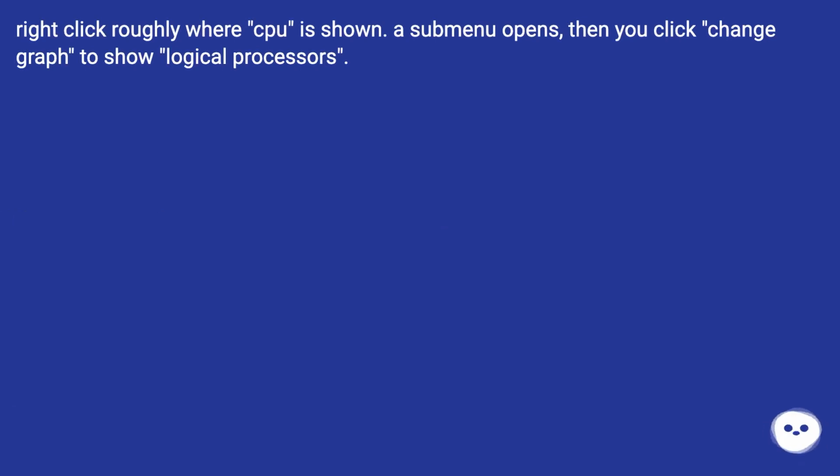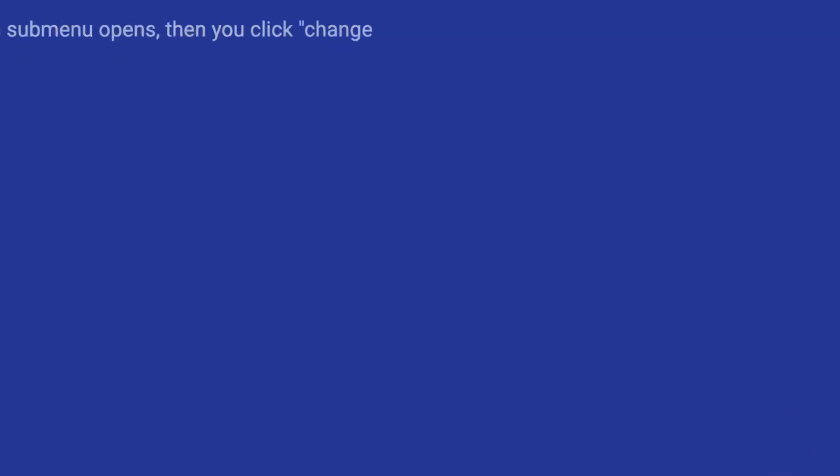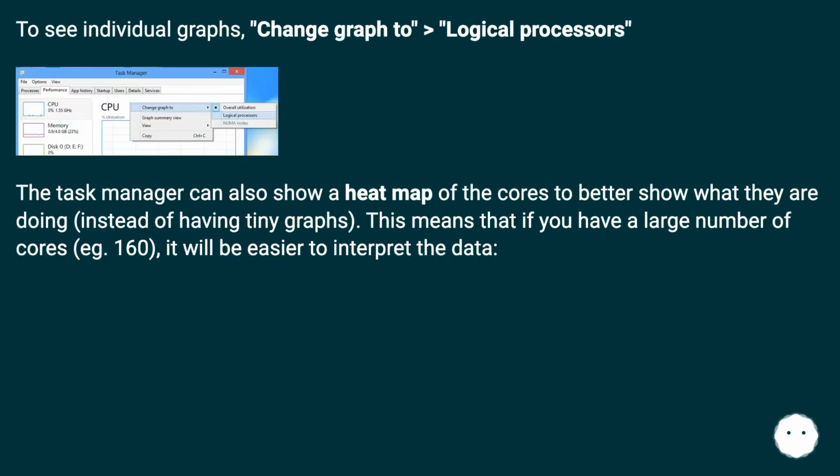Right-click roughly where CPU is shown. A submenu opens, then you click Change Graph to show logical processors. To see individual graphs, change graph to logical processors.